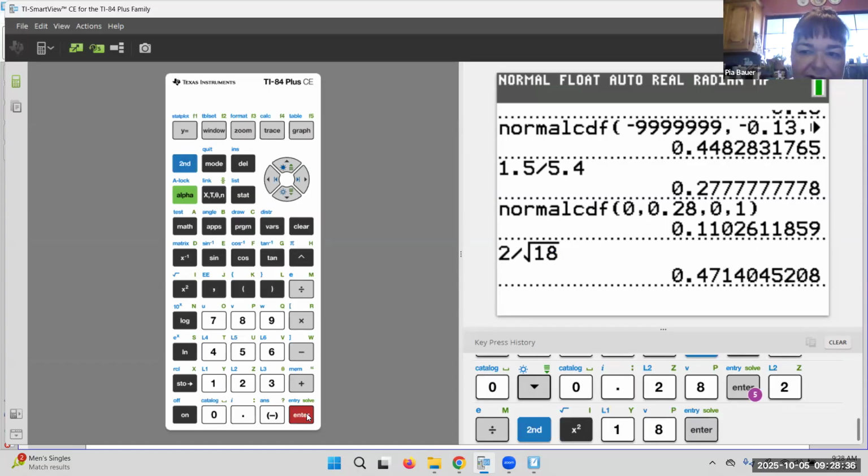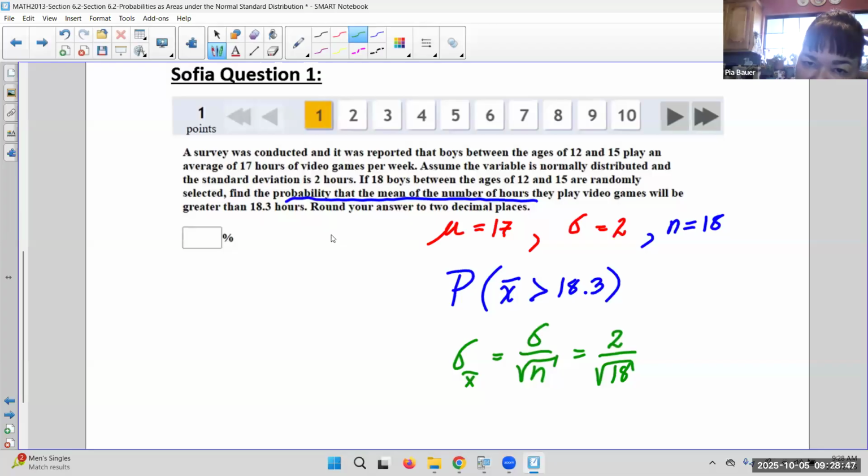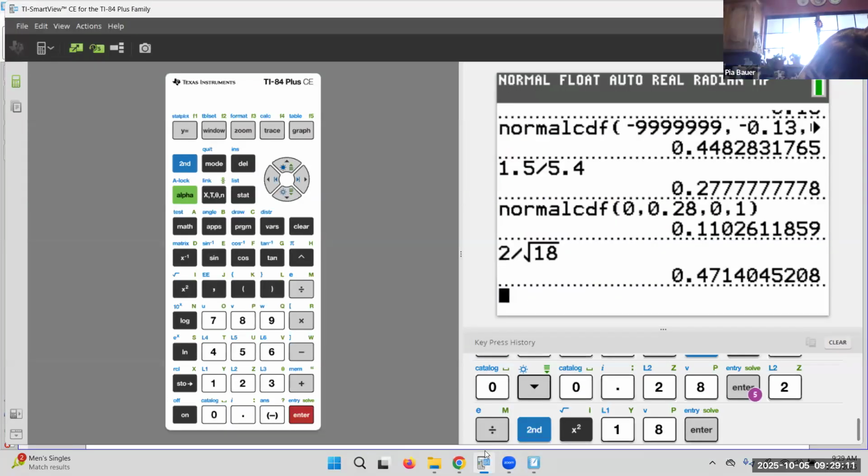And it's not my final answer, and it's really a long string of decimals here. So let me think about what I will do. It says to round your answer, the final answer, to 2 decimal places, but that's a percent. So when you're looking for an area, you want to look at 4 decimal places. So let's take for this adjusted standard deviation, the standard error, let's take 6 decimal places. So I have 0.471404.